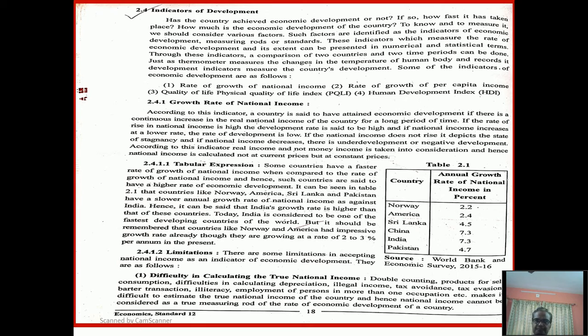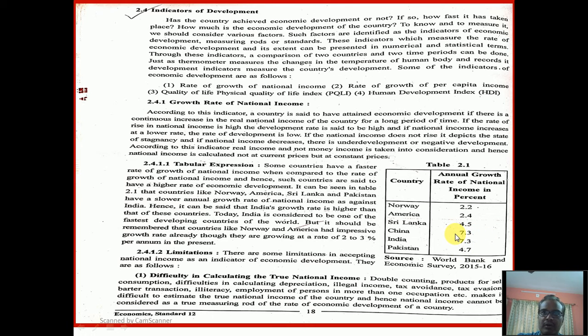In table 2.4 we can see Norway 2.2, America 2.4, Sri Lanka 5.4, China 7.3, India 7.3 and Pakistan 4.7. If we consider this annual growth rate for developed and developing countries, Norway and America have only 2.2 to 2.4. That doesn't mean they are not developing; they have already developed, so they only maintain their growth rate. But developing countries like India, China, Pakistan are on the way of development. So the annual growth rate of national income is very high.